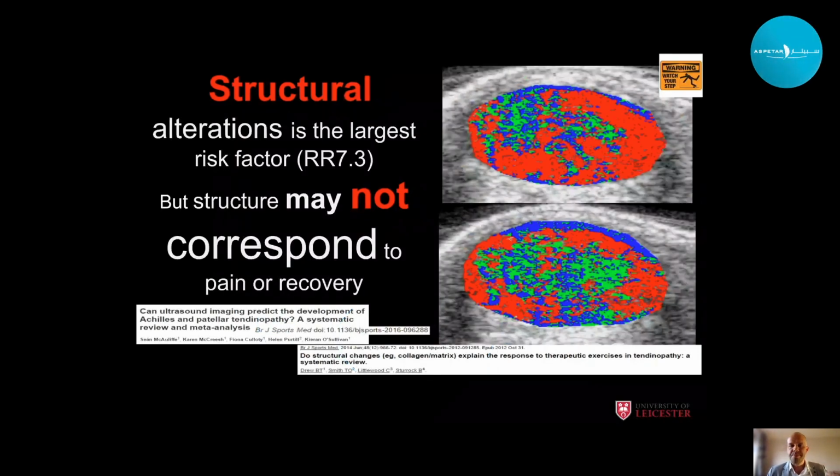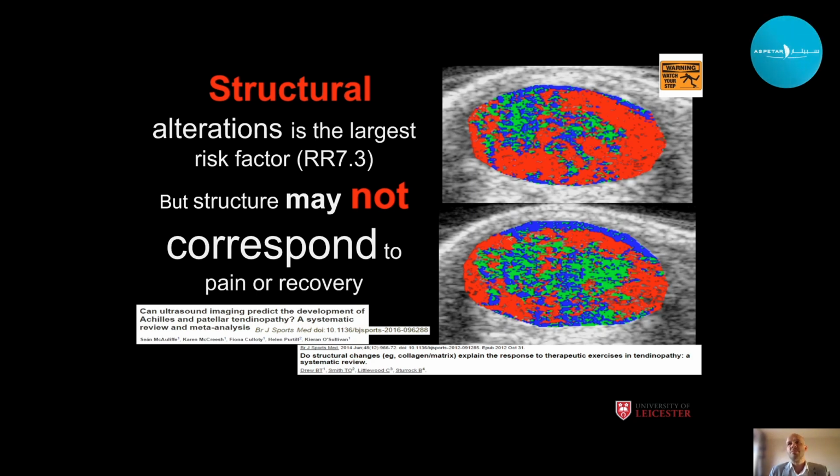So that's important. Now, we hear lots about structure, and we're told that structure doesn't matter for tendinopathy. That is innately inaccurate. Structural alterations in a person's tendon, if they're athletic, will increase their risk of developing tendinopathy by 7-fold. They are 7 times more likely in the following season to develop an Achilles tendon problem. That tells us structure is really, really important.